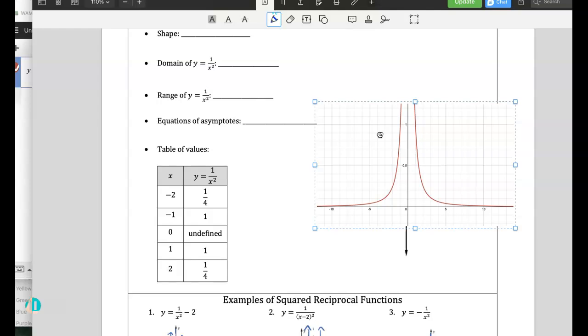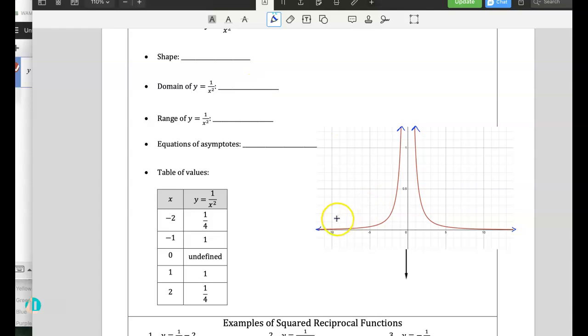Here, let me put some arrows on here too so we know that this is going to keep going up towards infinity, and this is going to keep approaching 0. So in this case, the domain, again, is every real number except 0. You can plug in anything into here except 0. So it's going to be negative infinity to 0, union 0 to infinity. We're just taking out 0 there. So x cannot be 0.